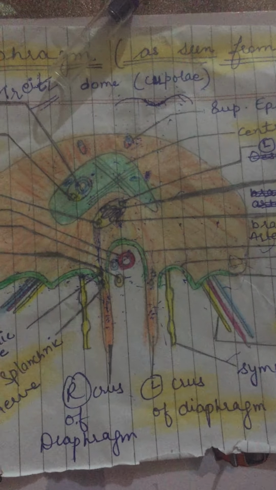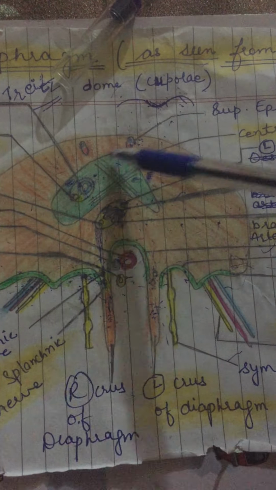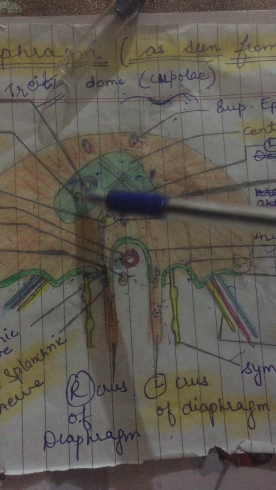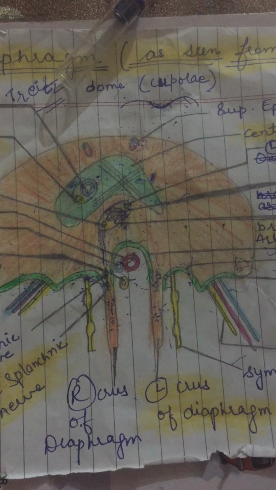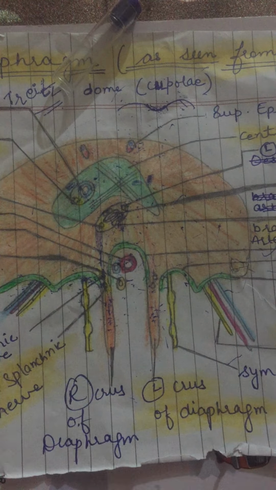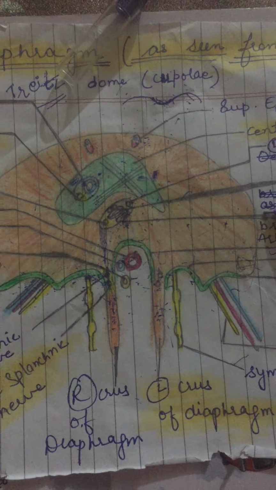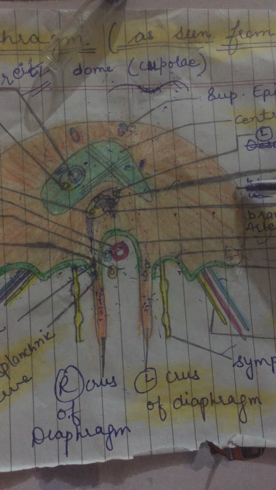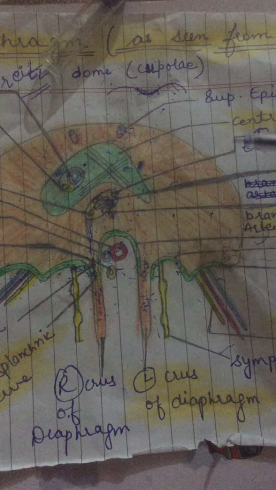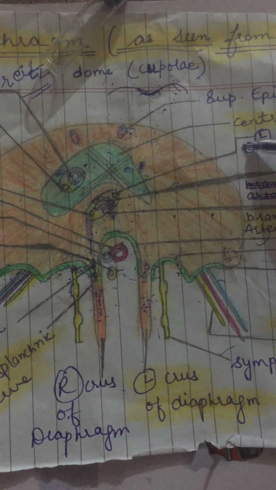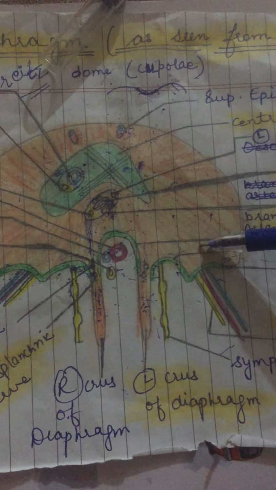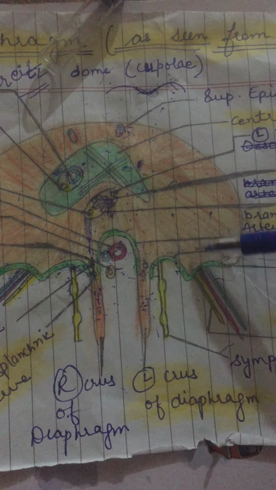The peripheral part of the diaphragm is muscular, and the central part is tendinous. Now, origin. It arises from the inner surface of the thoracic outlet, and its origin is arranged in three groups. First is the sternal origin, then the costal origin, then the vertebral or lumbar origin.